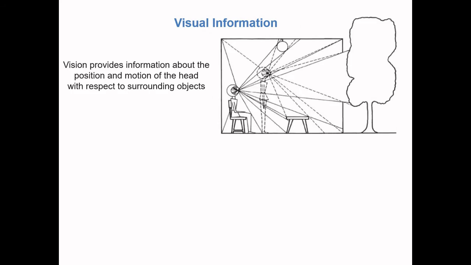In general, vision provides information about the position and motion of the head with respect to the surrounding environment. In the diagram here, the optic flow is generated by the change in optical structure between sitting and standing. And that change in optical structure will contain information about how I have moved relative to the surrounding objects and surfaces in this room.